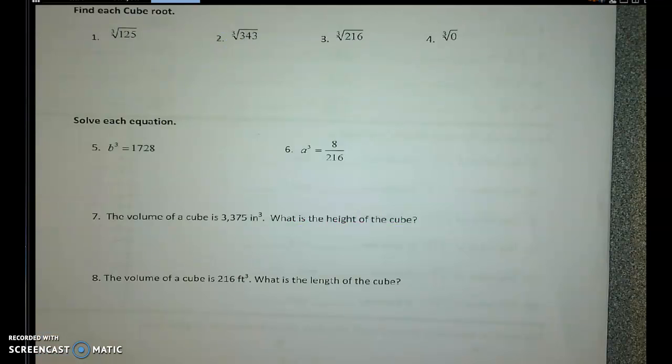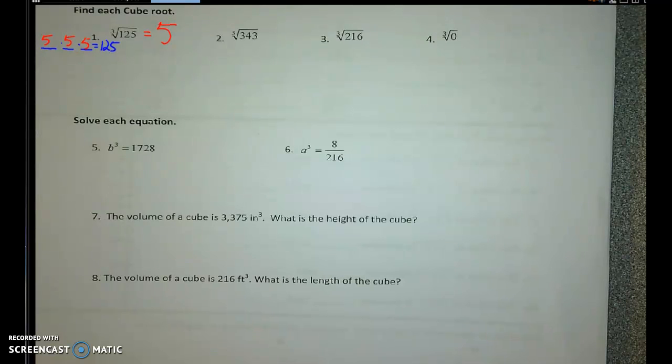Okay, let's go ahead and look at the back side, the other side of this paper. So, going through number 1, cube root of 125. So you want to know what number times itself 3 times is going to equal 125. So when you do that, 5 times 5 times 5 equals 125. So that means the cube root of 125 is 5.